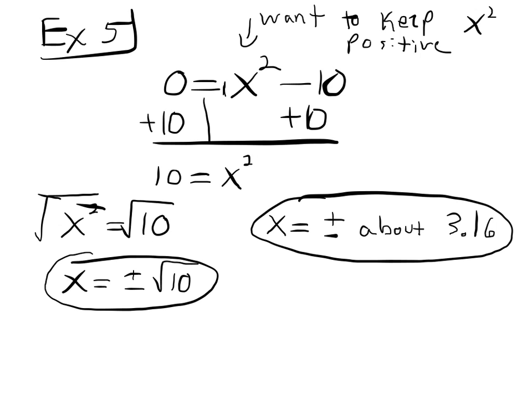Either one of these answers will work, and again, it depends on the test, depends on how exact you want to get. Again, we typically leave the radical because it's more exact, right? This 3.16 is rounded. We try to avoid rounding whenever possible.